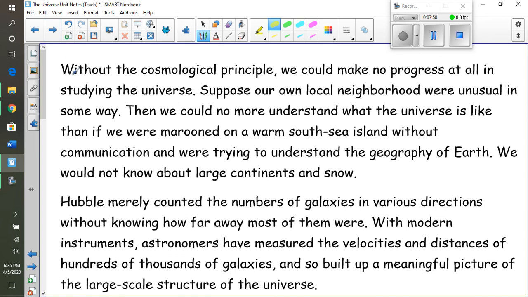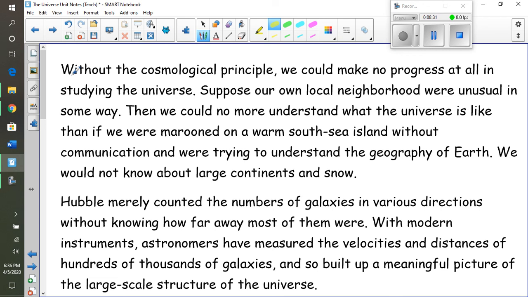Without this principle, we wouldn't be able to make any progress at all in studying the universe. Suppose your own local neighborhood was unusual in some way. Then we could not understand what the universe is like, just as if we were marooned on a warm southern sea island without communicating and trying to understand the geography of Earth. If you were stuck on a tropical island, you wouldn't know about continents. You wouldn't know about snow or large trees.